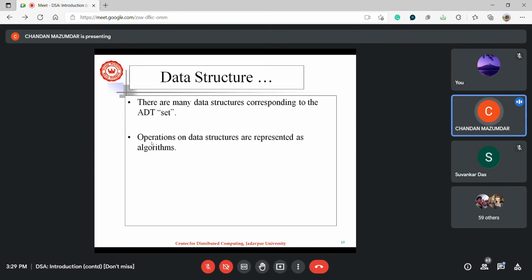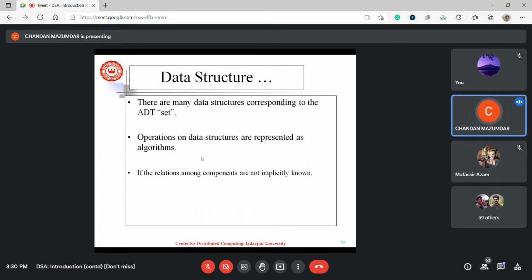Now, the operations on data structures are represented as algorithms. Obviously, because they manipulate the structures, and in order to manipulate the structures you need certain algorithms. So for each operation, you must have one algorithm.